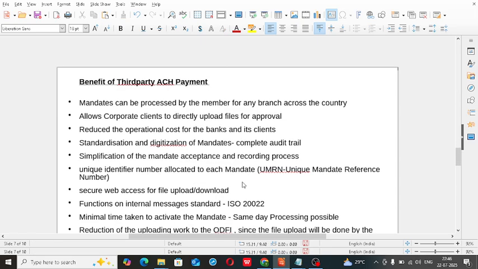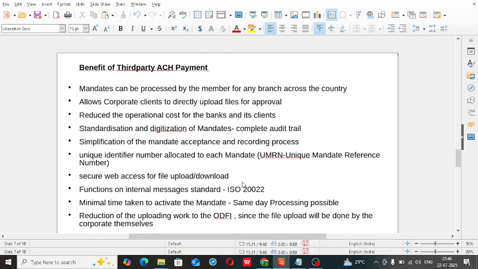Next, let us go to this from here. What is the benefit from here? A mandate can be processed by the number for any branch across the country. Because I am a consumer, I log in to the biller website and provide my billing details, and automatically the transaction is initiated. Suppose consumer A belongs to HDFC Bank, consumer B belongs to SBI Bank, and consumer C belongs to ICICI Bank. All the billers register the mandate information according to that banking information.